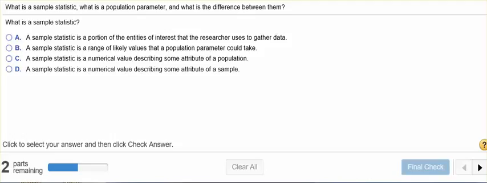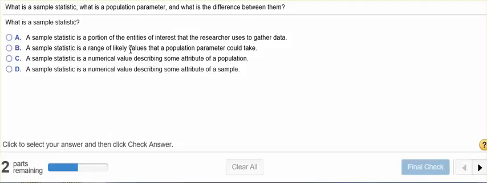And as you can understand, this course is going to have a lot of vocabulary and a lot of reading, different from maybe other math courses that you had in the past. So let's get started here. What is a sample statistic? So let's go ahead and read over the choices here. We've got four different things.